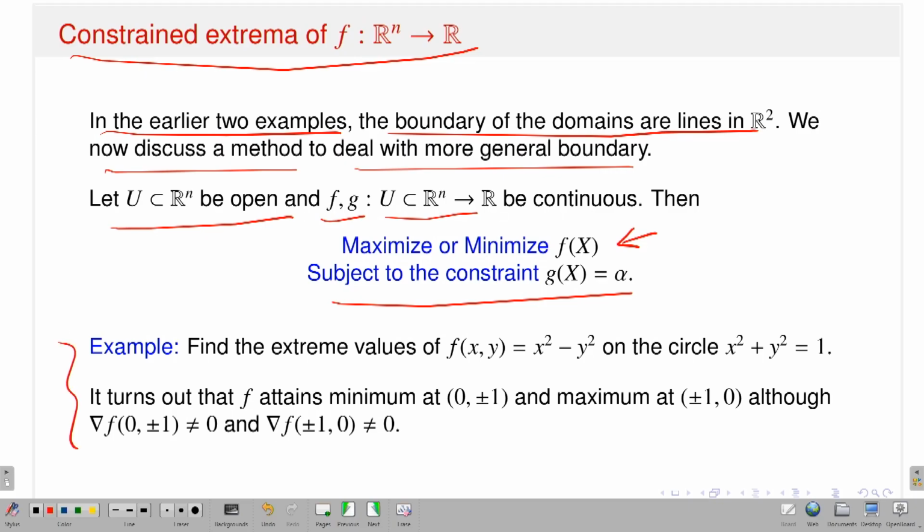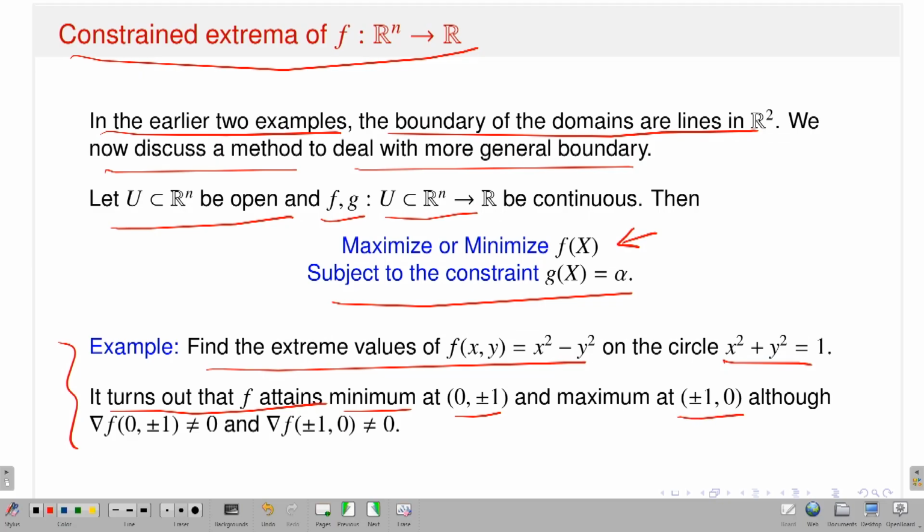I have given one example. Since I am having a constraint, only the interior point method will not work. For example, suppose I want to find the extremum values of this function on the circle, which is the constraint. That means I want the extremum values at points that lie on the circle. If you just solve with the partial derivative of f with respect to x and with respect to y, you can easily check, because it's a very nice function, f(x, y) = x square minus y square, and x square plus y square = 1. It turns out that f attains minimum at the points (0, plus minus 1) and maximum at the points (plus minus 1, 0).